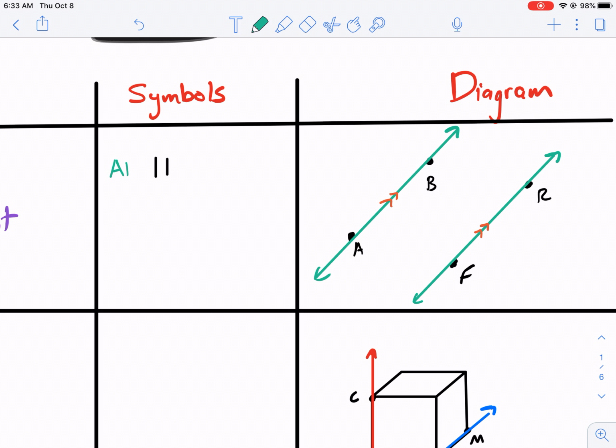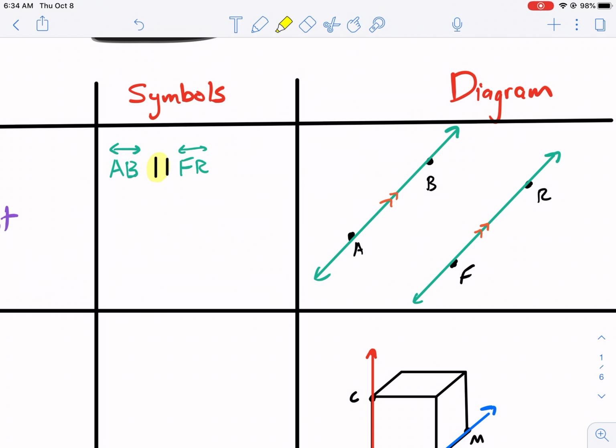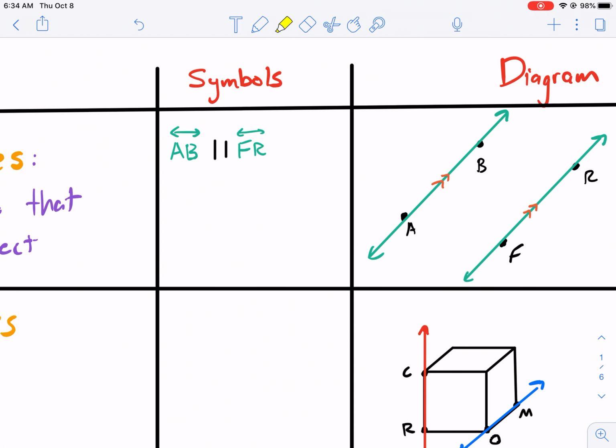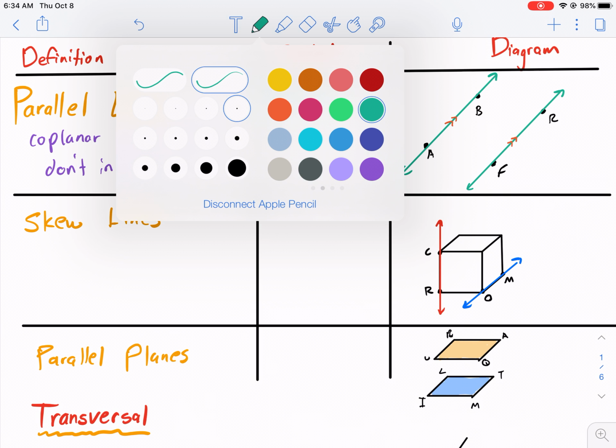What if it was just symbols? We would have AB, line AB. Make sure you have 2 arrows on top. Then we have line FR, line on top. And then this little symbol in between. That little symbol right there that I highlighted in yellow, that means parallel, okay? Two parallel lines indicate that it's parallel. So that's parallel lines. I'm guessing you guys have heard of that one before.